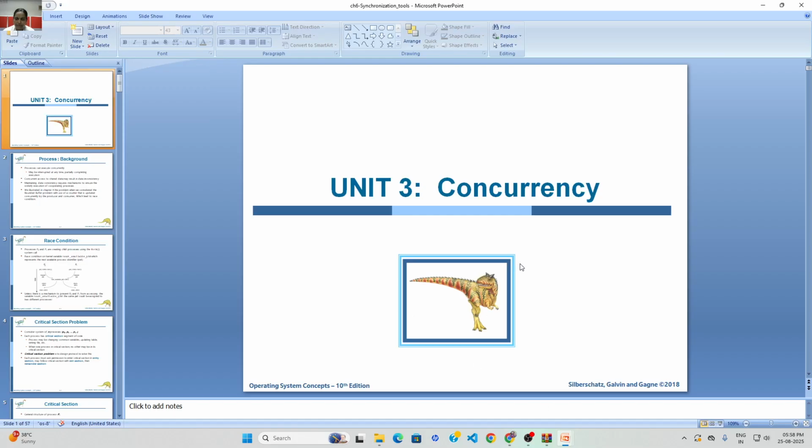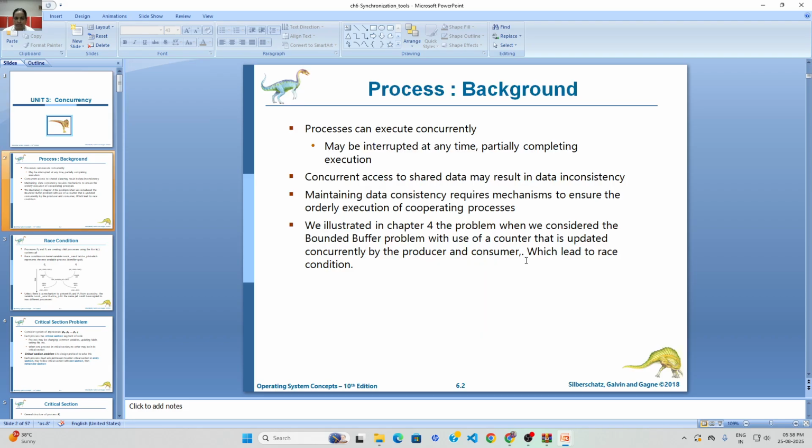Unit 3 in Principles of Operating Systems is concurrency. Before going to the topic, you have to learn what a process is. A process is a single line of execution. Processes can be executed concurrently. When multiple processes are accessing resources at the same time, you need to execute all the processes in a cooperative way, otherwise some problems may occur.